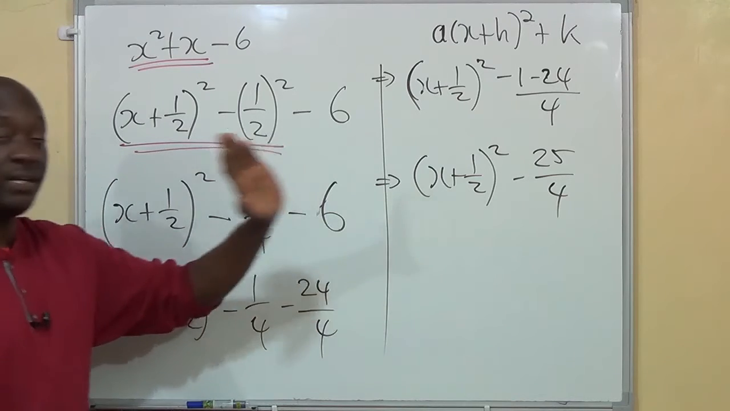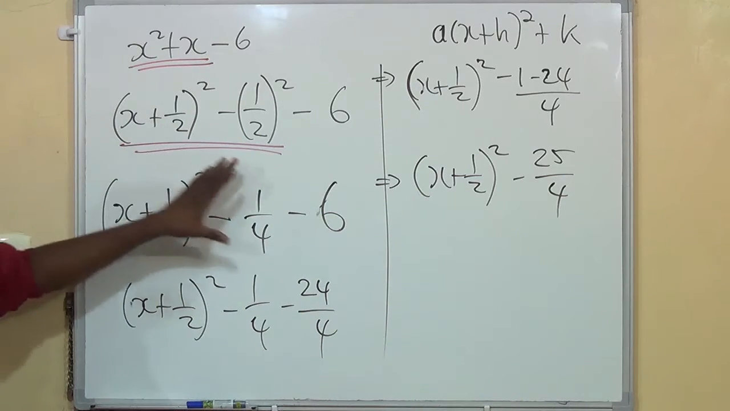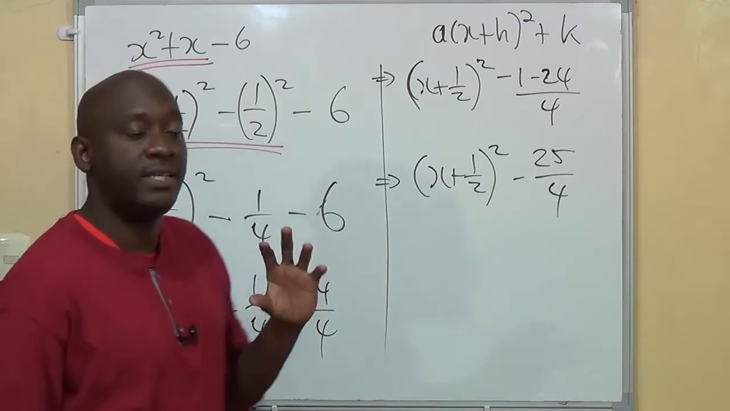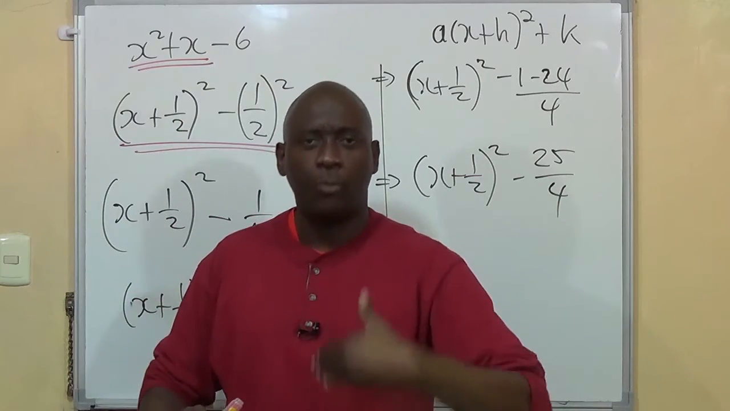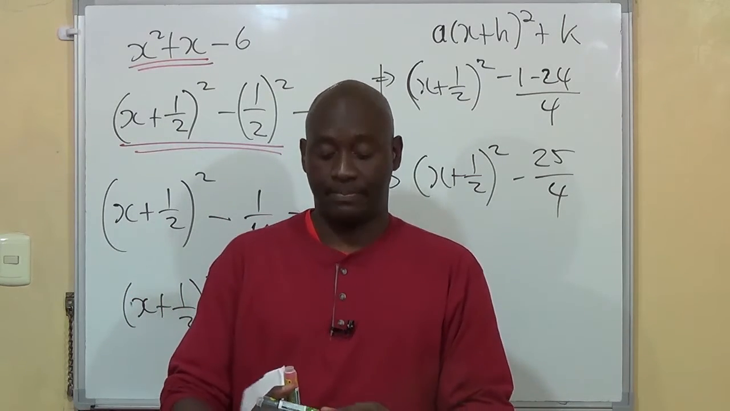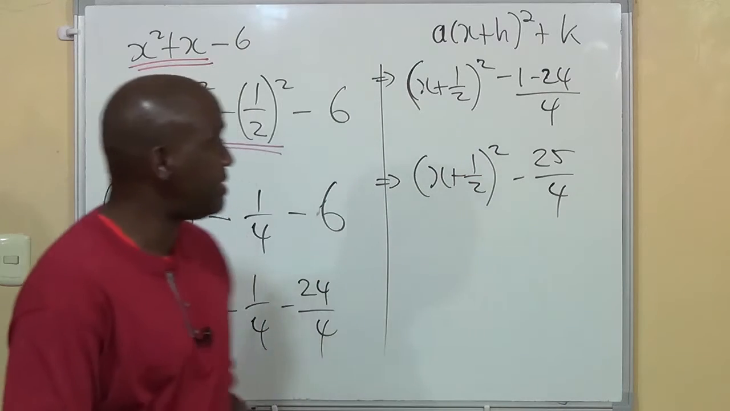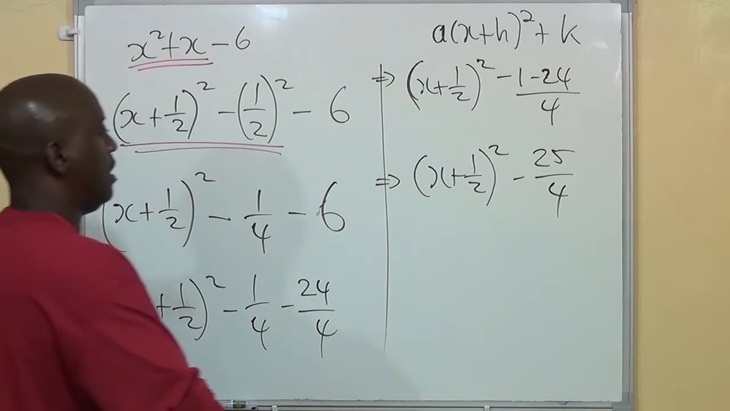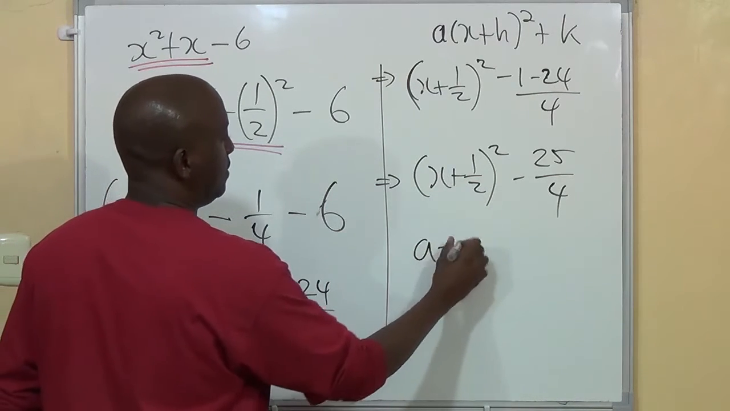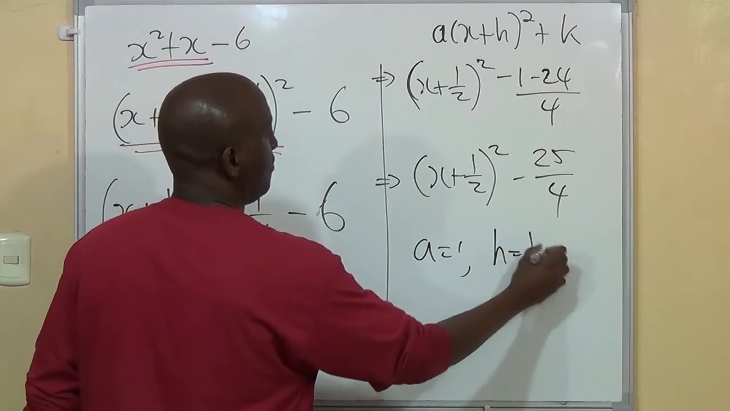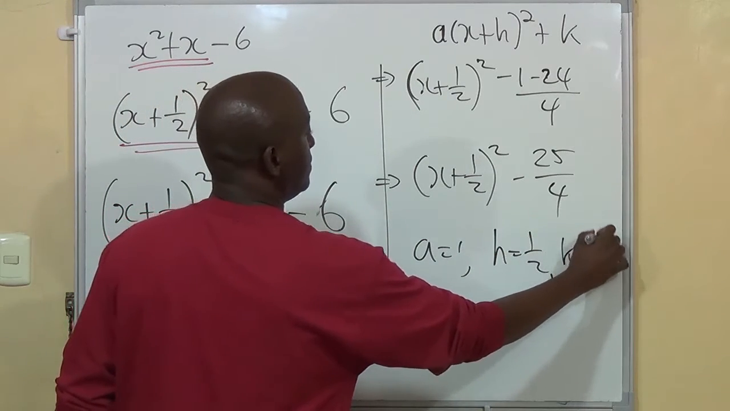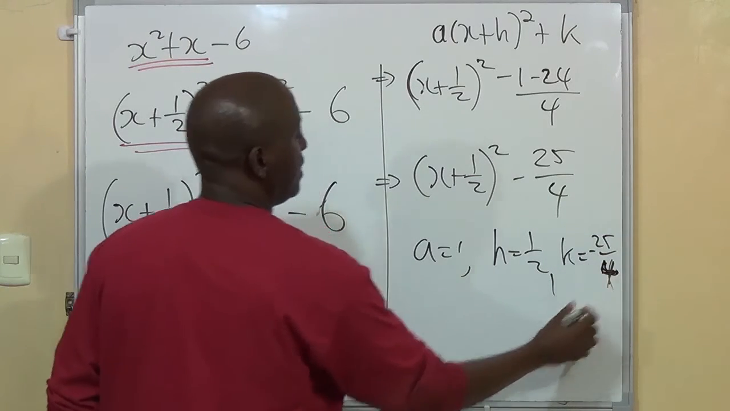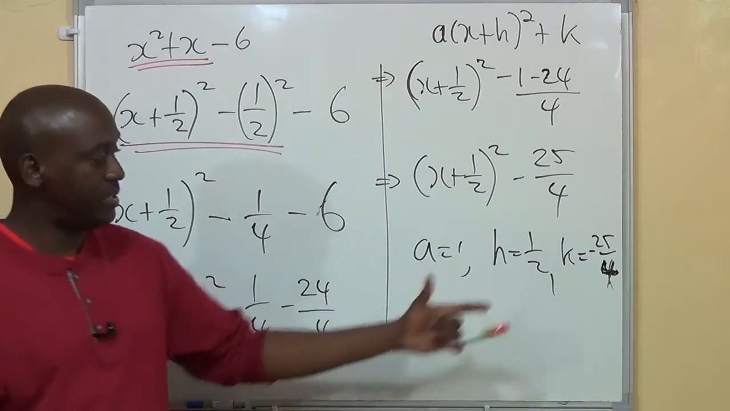Alright? But for the sake of instruction and explanation, I would include the extra line here just to make it a little more expansive for the sake of somebody who might be picking it up, maybe for the first time. Alright? So in this case, the relevant values are: your A would still be 1, your H would be a half, and your K would be minus 25 over 4. Alright? So you need to start getting accustomed to fractional values, right?